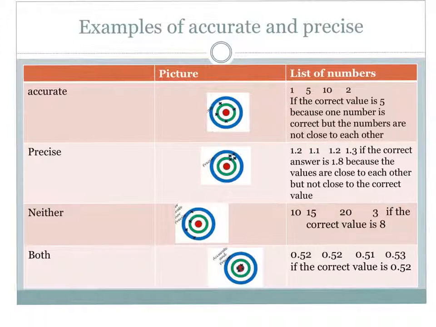Next, let's look at precise. If we look at the diagram on the bullseye, all the arrows have landed close to each other, but they're not at the bullseye. So they're precise, but they're not accurate. Same goes for the numbers. If we have 1.2, 1.1, 1.2, and 1.3, but the correct answer is 1.8, the measurements we took are near each other, but they are not near the correct answer.